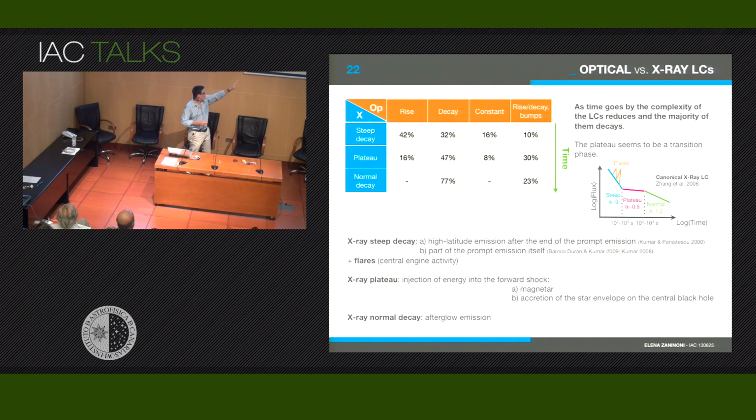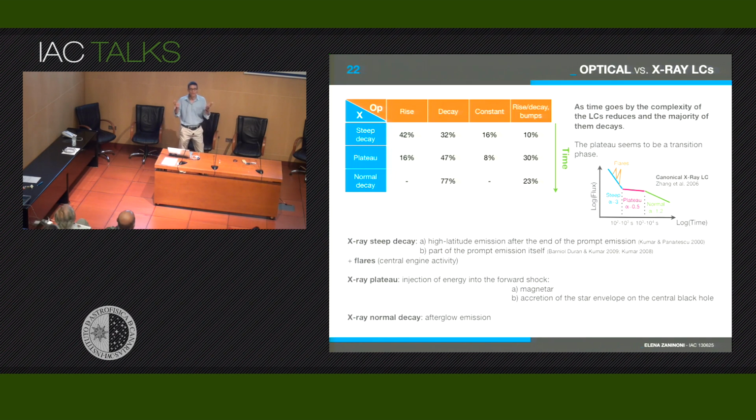Okay, these are all the characteristics of the optical light curve, but it is interesting to notice what happens in the X-ray light curve, contemporaneous with the optical light curve. That is, we can see that during the steep decay, the plateau and the normal decay, as I showed before for the canonical shape of the X-ray light curve, we can show what happened during the optical light curve.